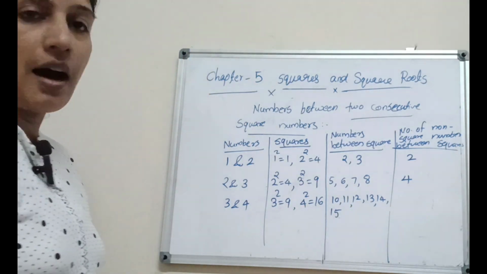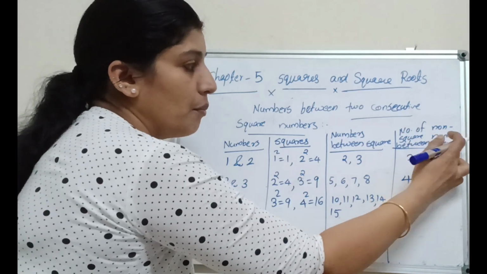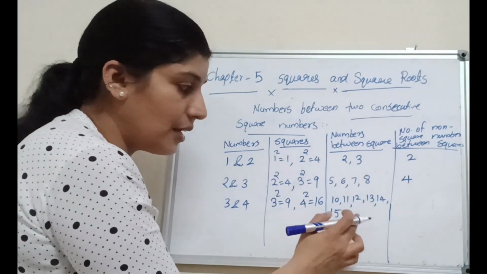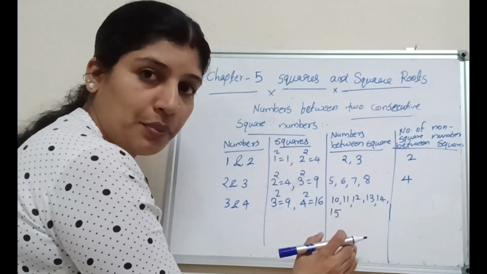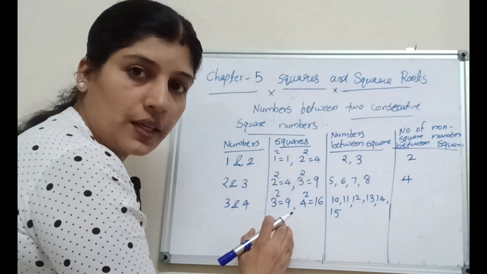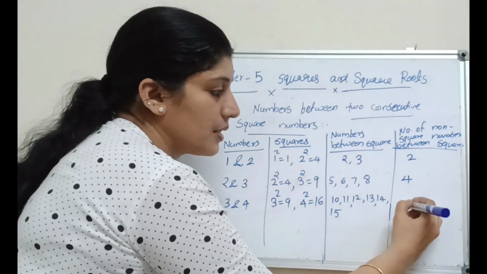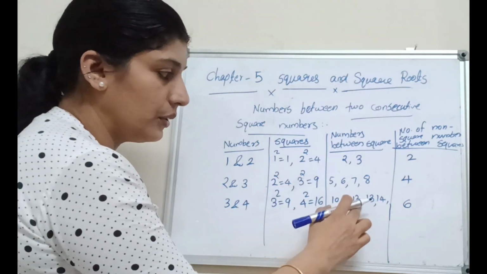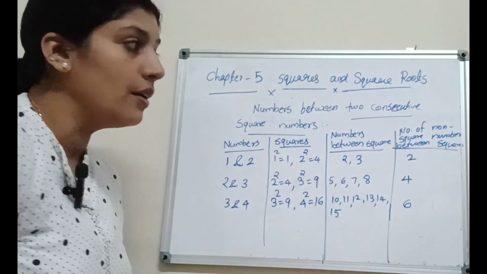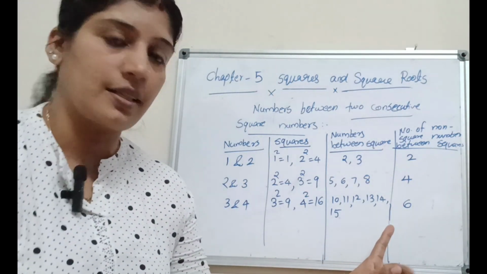How many numbers are between? That means here the number of non-square numbers between the squares. These are not perfect squares. That is, they are non-square numbers. Therefore, how many numbers between these squares 9 and 16? 1, 2, 3, 4, 5, 6. 6 numbers. That is, the number of non-square numbers between the squares 9 and 16 is equal to 6.